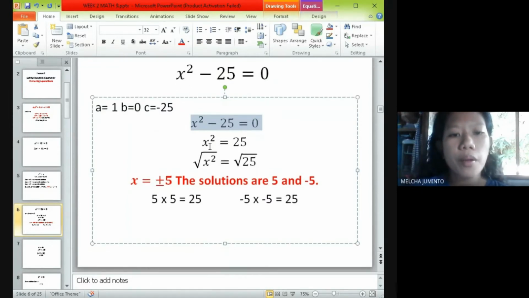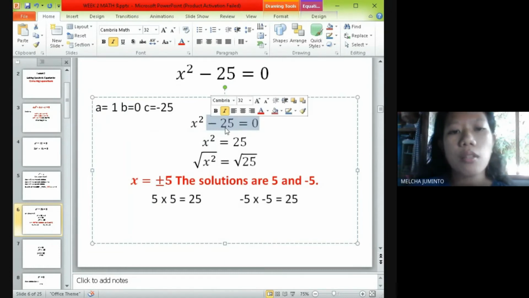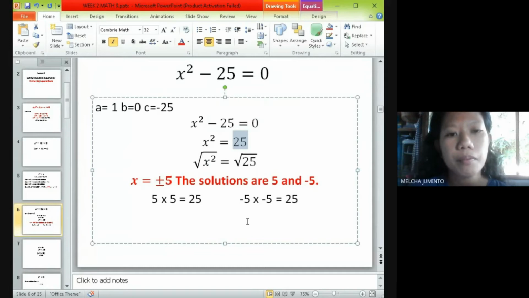First, you need to transfer negative 25. Transpose negative 25 from left to right. Once you transfer negative 25 from left to right, it will become positive 25. So we have now x squared equals 25. And then both sides should be expressed to the square root.